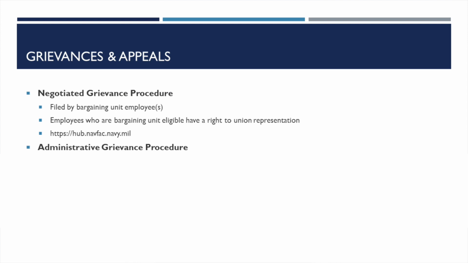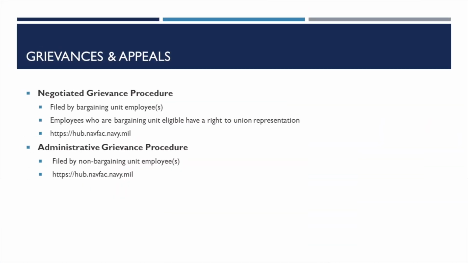There are two kinds of grievances, negotiated and administrative. The difference between the two is the employees who are eligible to file them. The negotiated grievance procedure is for employees who are eligible to be part of a bargaining unit, commonly known as a union. These employees also have the right to union representation during the negotiated grievance process. The administrative grievance procedure is for employees who are not eligible to be part of a bargaining unit. The procedure is similar to a negotiated grievance, but employees filing an administrative grievance do not have the right to union representation.